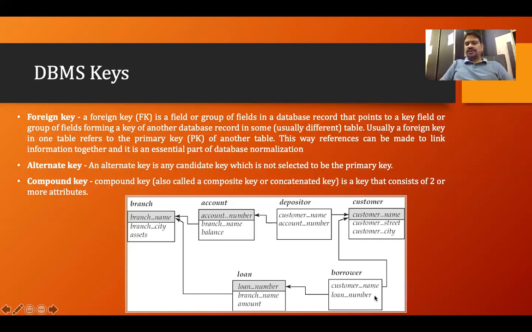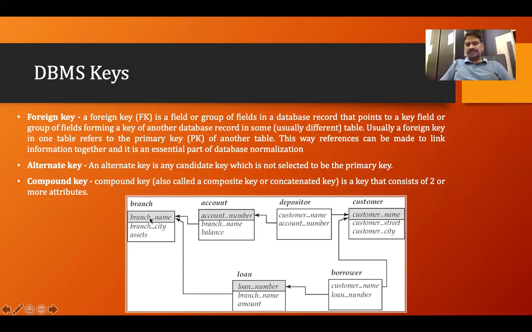So here it is showing you the schema of the table. What is the schema of the table? Schema is nothing but the structure of the table, which will define what are the names of the tables and what are the different attributes in the table. It will not talk about data, right? So in this particular example, you can see how many tables are there. We have 1, 2, 3, 4, 5, 6 tables. One is a branch table, then account table, then depositor table, then customer table, then borrower table, and the loan table.